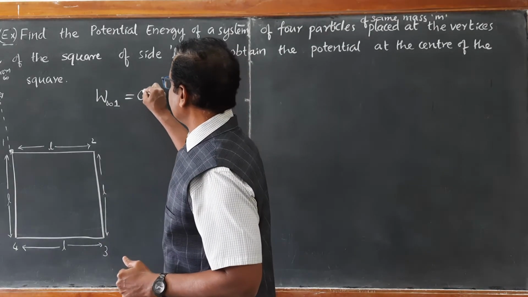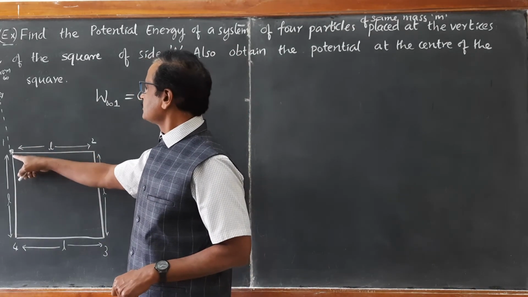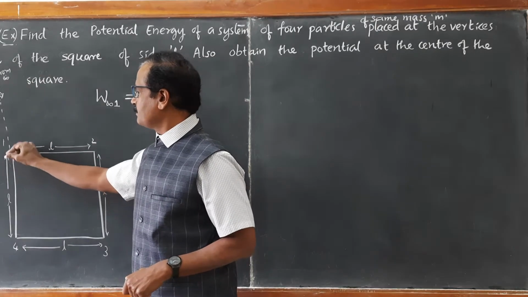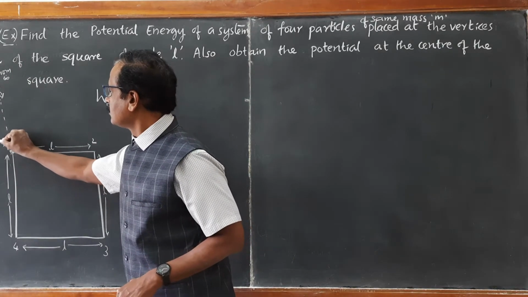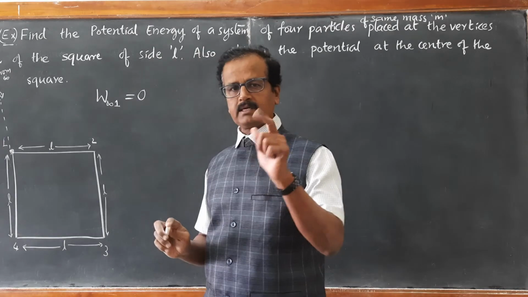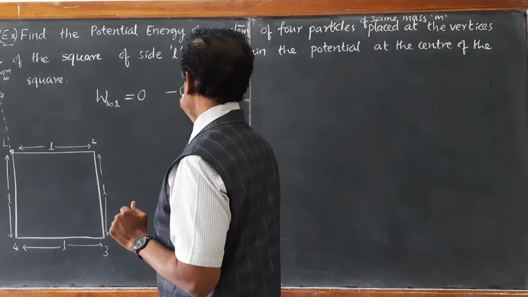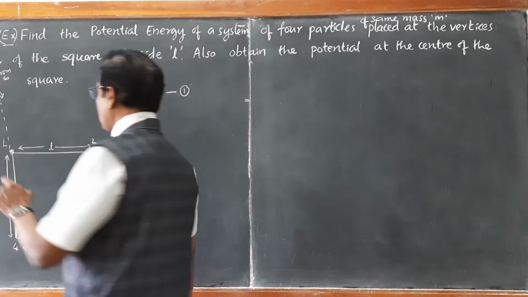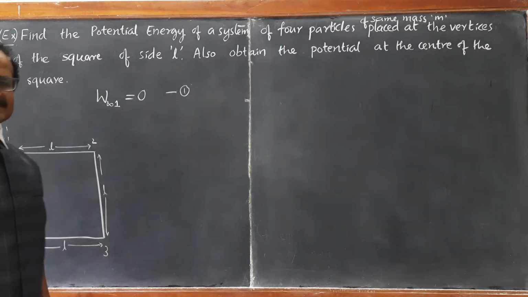So work done in bringing this point mass from infinity to the position 1 becomes 0. Call this equation number 1. Now already this point mass is being placed here.